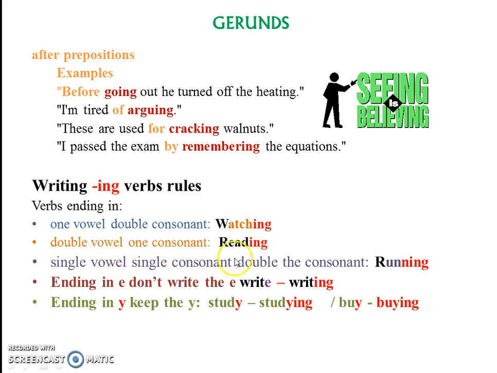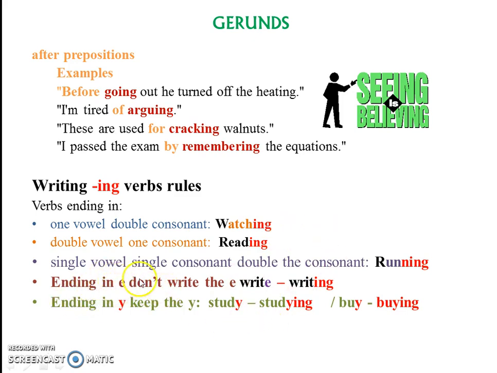Double vowel plus consonant. Here we have the vowels E and A, and then this is a consonant. Double vowel plus consonant, and again, add ing. Here it is a single vowel and a single consonant. U is a single vowel, N is a single consonant. What we do to write this gerund is to double the consonant. Here the consonant is N, so we double the consonant and add ing. Because remember, my friends, all gerunds have to end in ing.